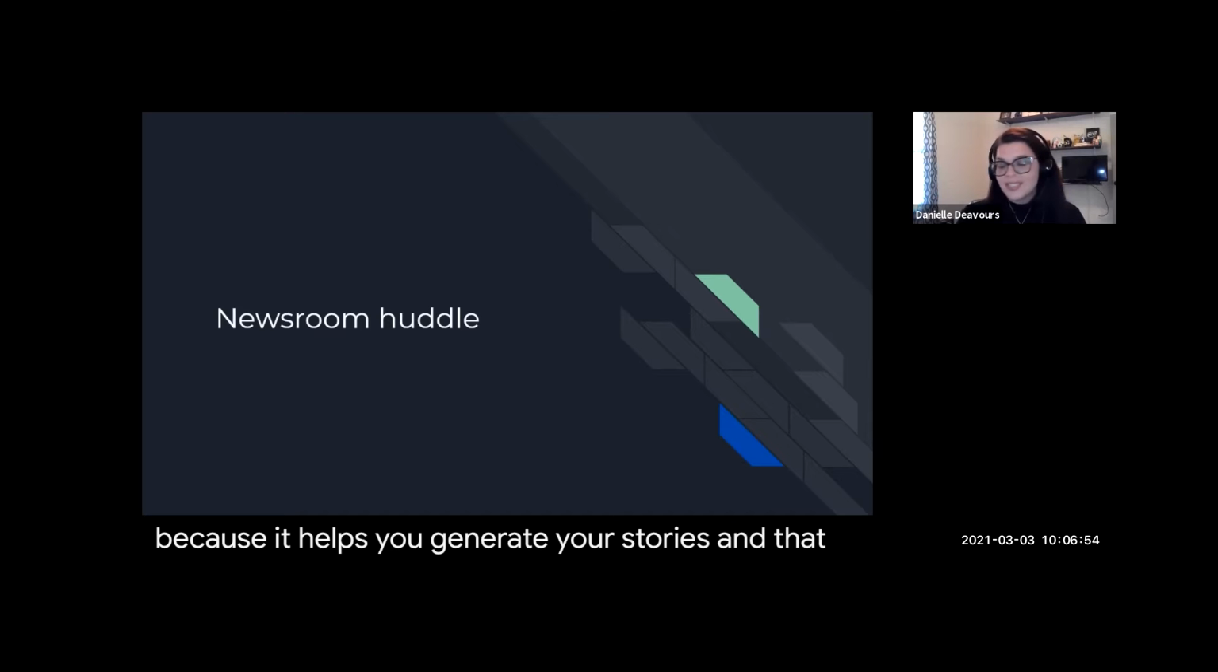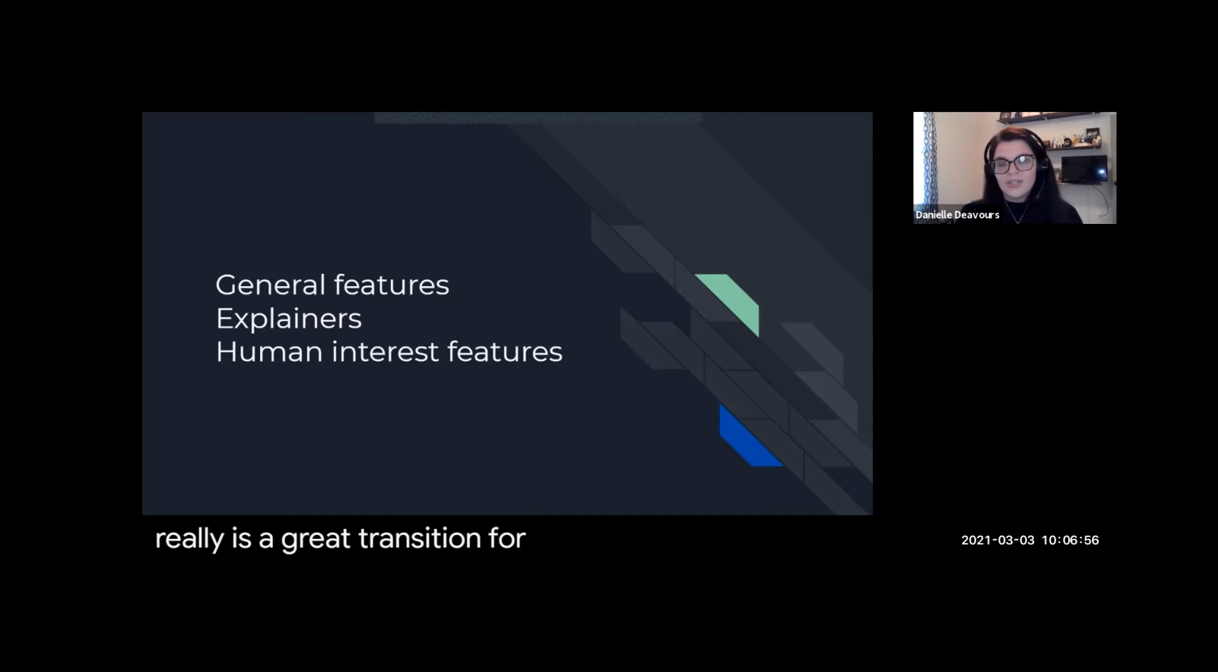And that really is a great transition for us into reaction features because reaction features rely very heavily on current events. So let's talk about where we've been and where we're going. So far, we've really done a broad review, an overview of what feature writing is like. We covered AP style. We looked at how feature and hard news pieces are different.